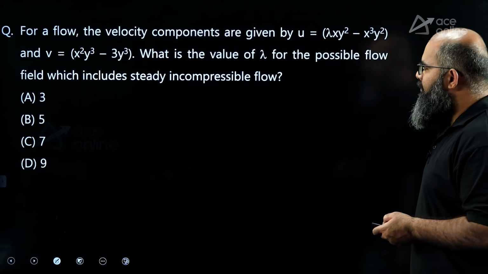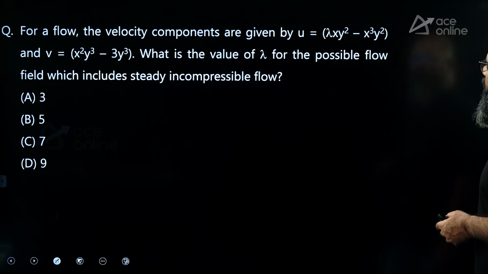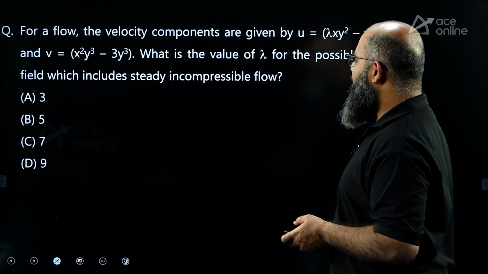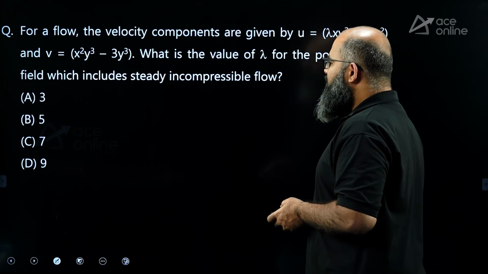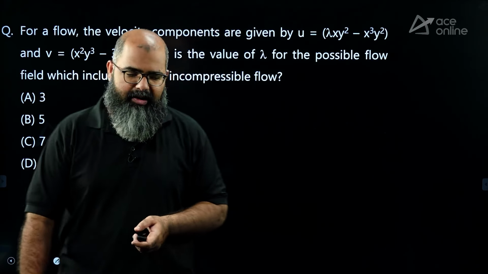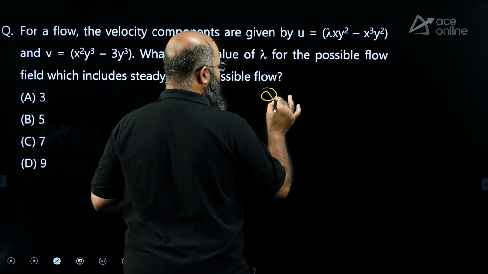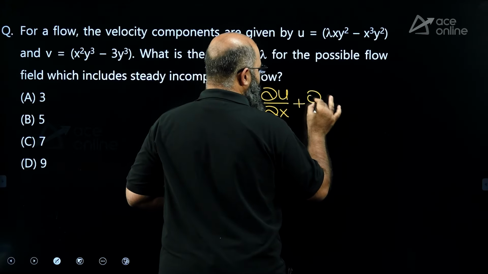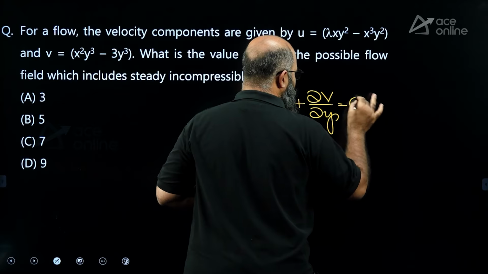Next question over here. For a flow, the velocity components are given by u is equal to lambda x y square minus x cube y square, and v is equal to x square y cube minus 3y cube. What is the value of lambda for the possible flow which includes steady incompressible nature? Now you see, for the flow to be steady and incompressible, it has to satisfy the continuity equation: dou u by dou x plus dou v by dou y has to be equal to how much?